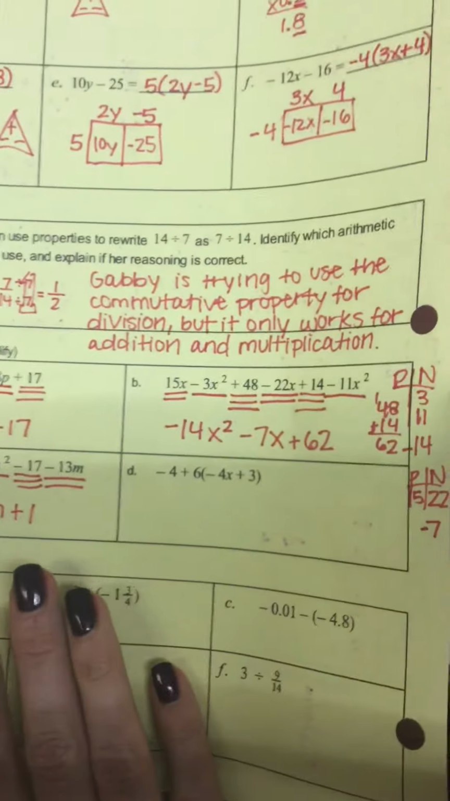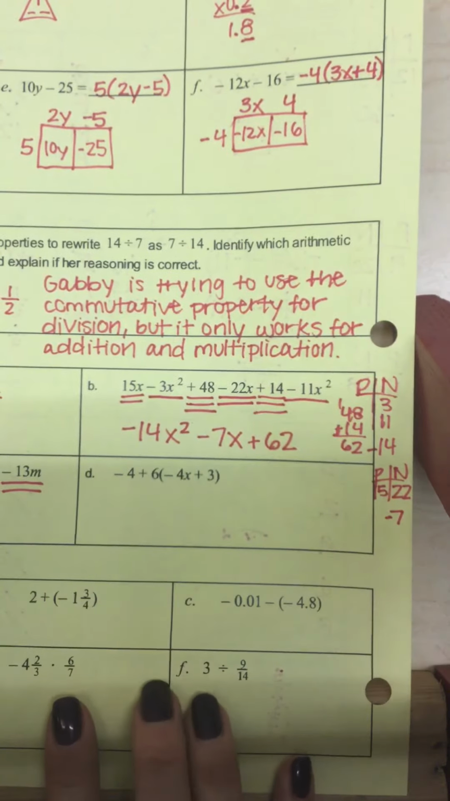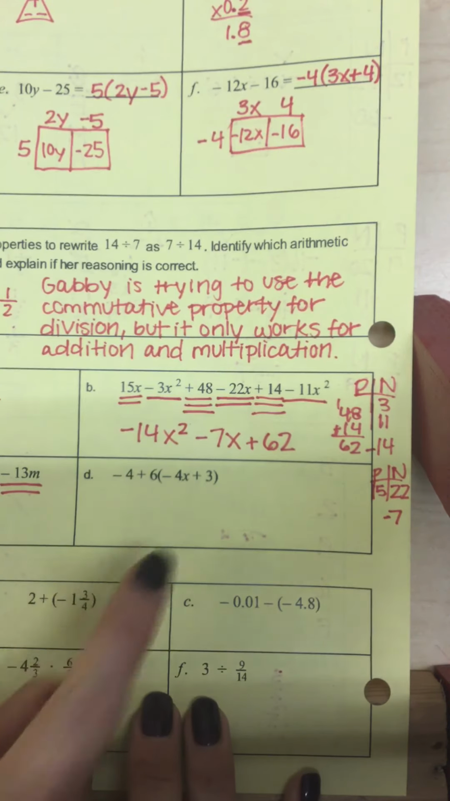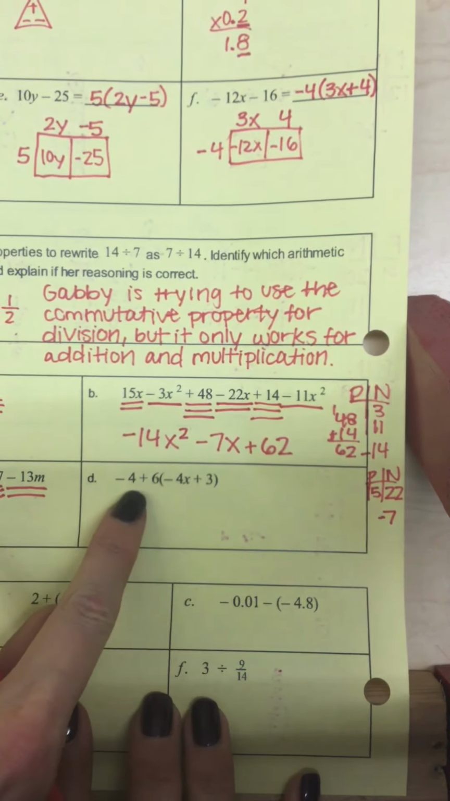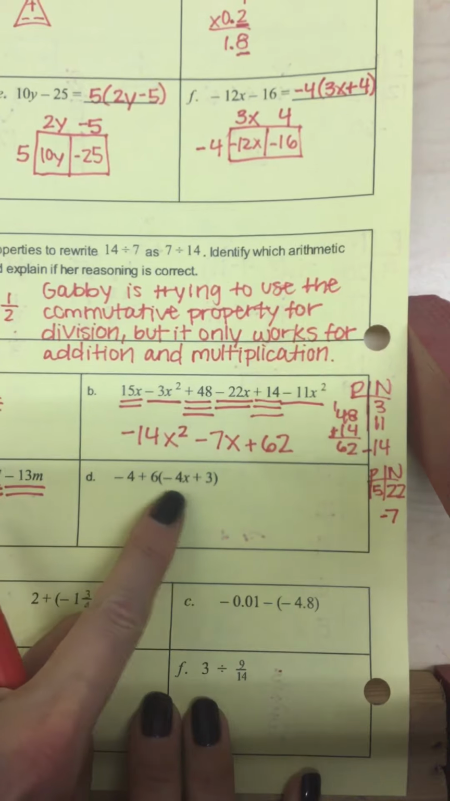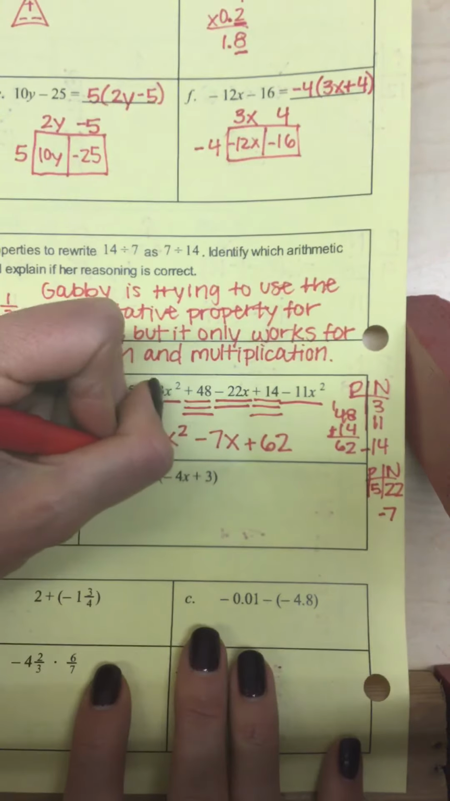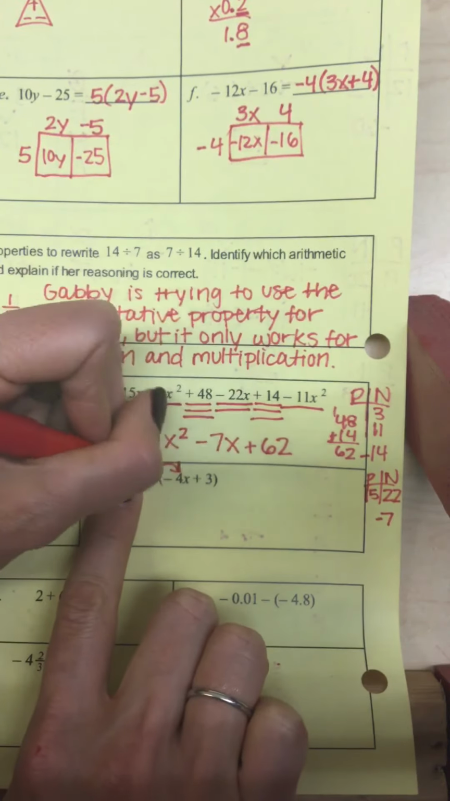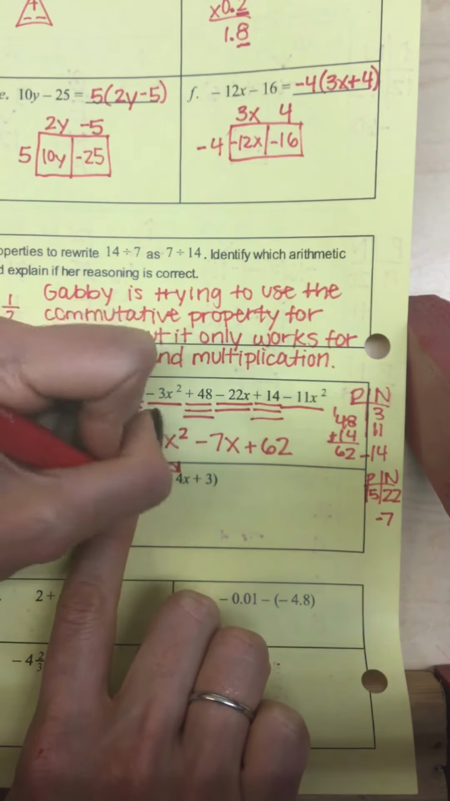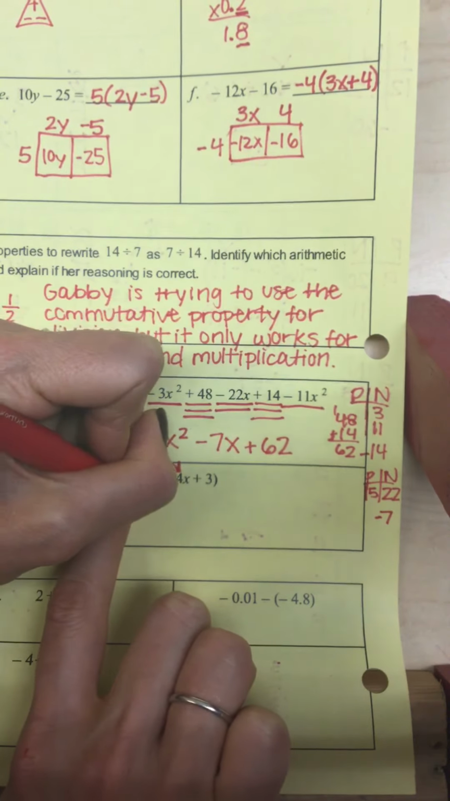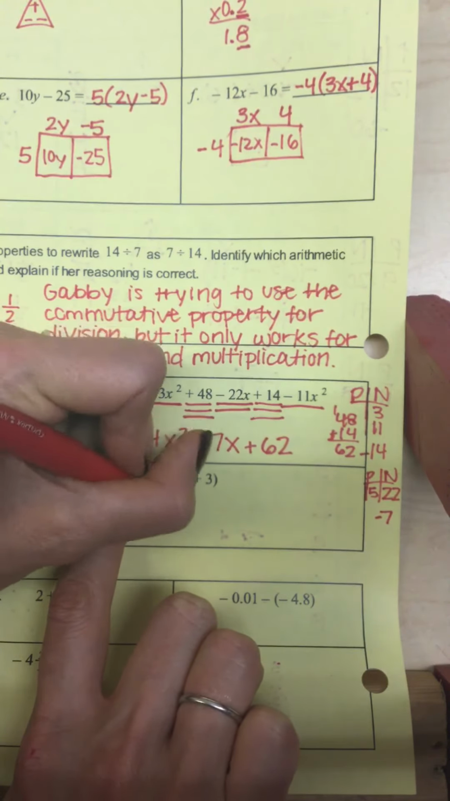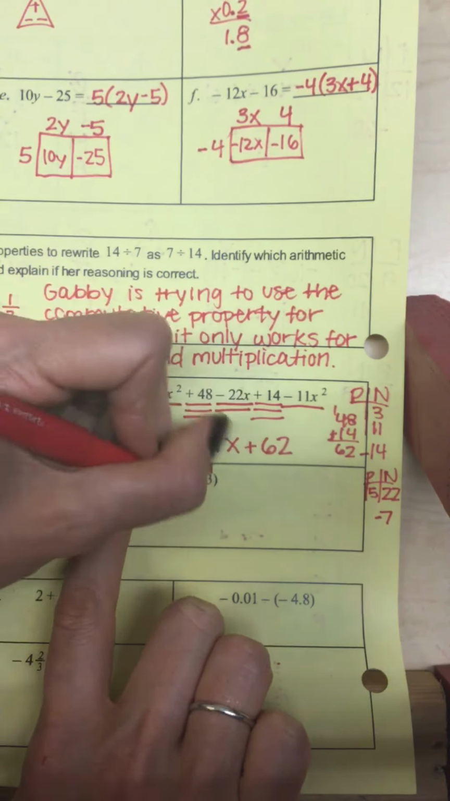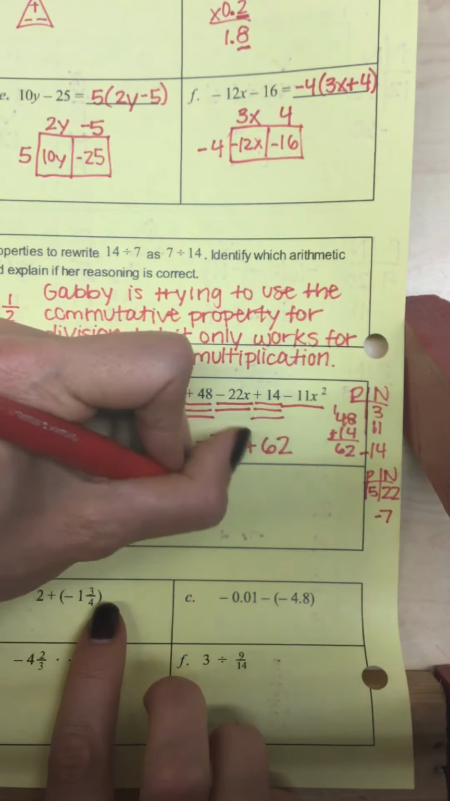All right. Finally, problem D. This one, remember, is worth double points because you have to distribute and then combine like terms. Since I always do multiplication before addition, order of operations, M comes before A. That means I have to distribute the 6 first, and I can just ignore this negative 4 right now. Positive 6 times negative 4x, positive times a negative, gives me negative 24x. Positive 6 times a positive 3 gives me positive 18.